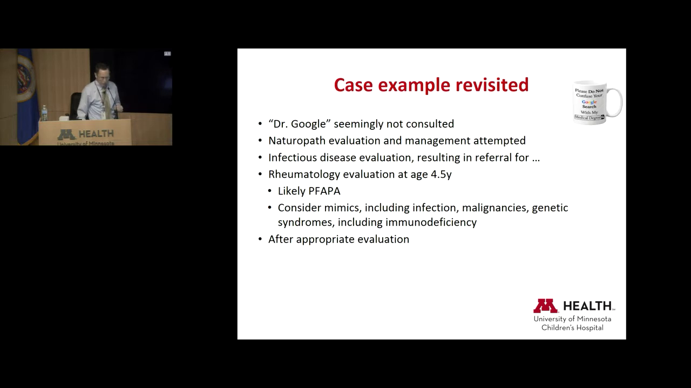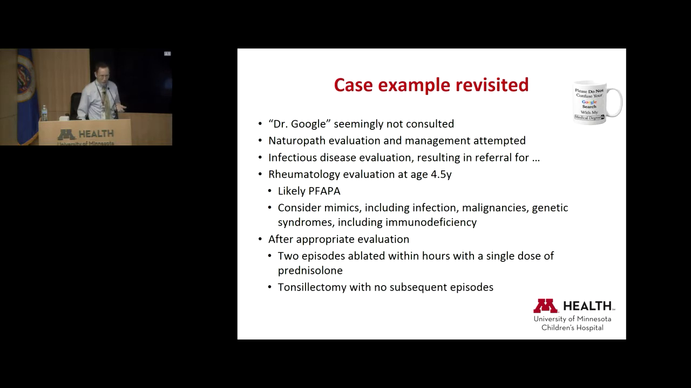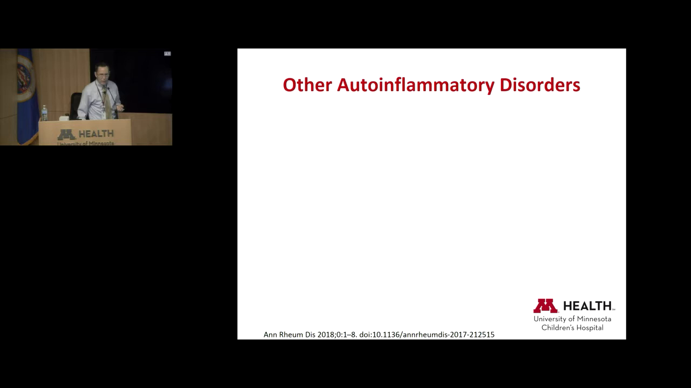So after appropriate evaluation, the child then receives standard treatment, which is a single dose of prednisolone when the parent notices a change in behavior. You don't wait for the fever, you just treat right away. It completely ablated each episode. So no longer 3 to 5 days of trouble. Literally in hours, it's all over. And then this doesn't always happen, but this child progressed to having a tonsillectomy done, and as is often the case, that resolved the problem completely for this child. So that's an easy one. The rest of them are a little more complicated.